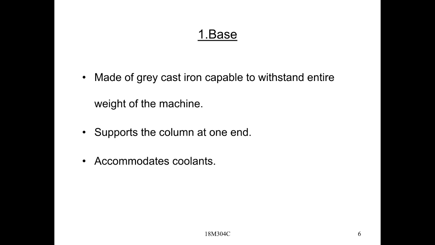Grey cast iron material is the best suited for manufacturing the base unit of any type of machine, either milling or drilling or lathe machine. So any type of machine is manufactured with the help of only grey cast iron material, right? Made of grey cast iron, it is capable of withstanding the entire weight. However much machine weight is provided, that much weight is also borne with the help of grey cast iron material, right? Capable of withstanding the entire weight of the machine. That is the main thing.